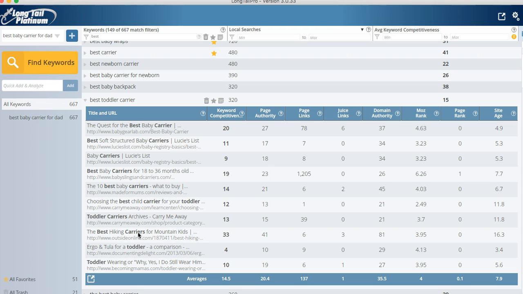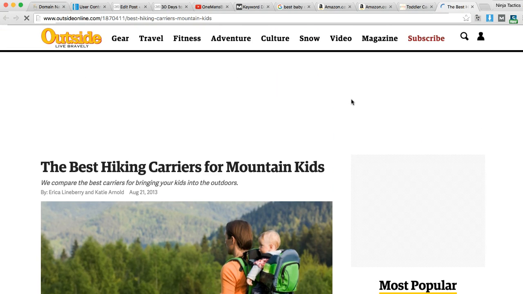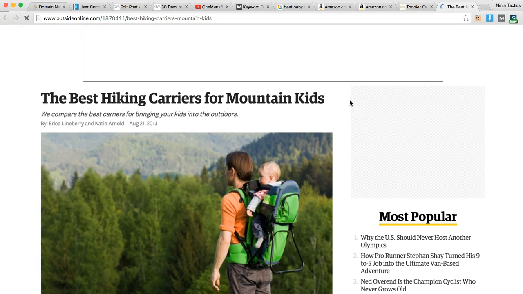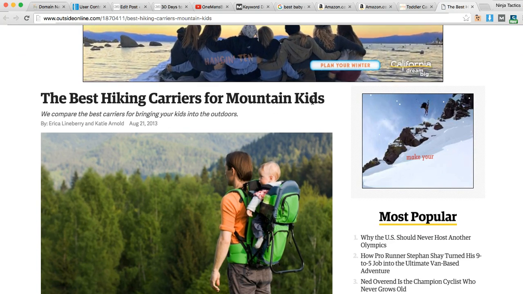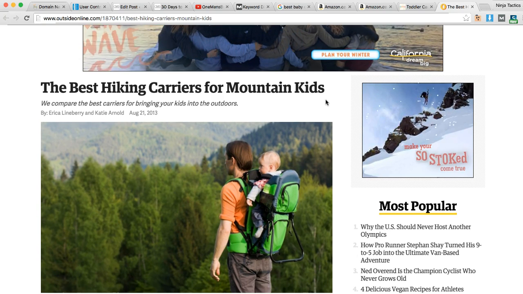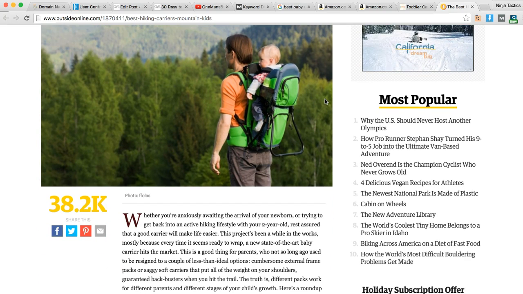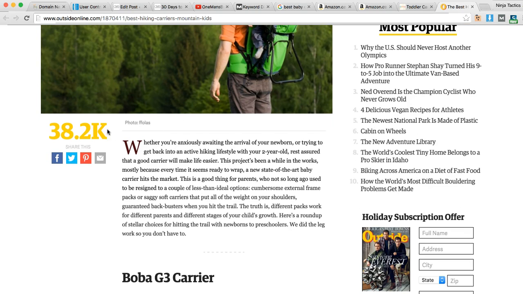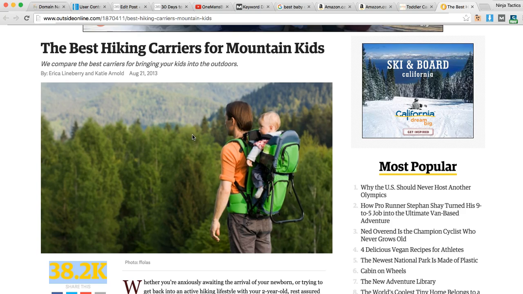The best hiking carriers. Good job, Google. That's relevant. What is this rubbish? The best hiking carriers for mountain kids. Now, honestly, is that really the most relevant thing if someone's looking for best toddler carrier? I don't think that's massively relevant, to be honest. But wow, it's got a lot of shares. So this website's huge, obviously.